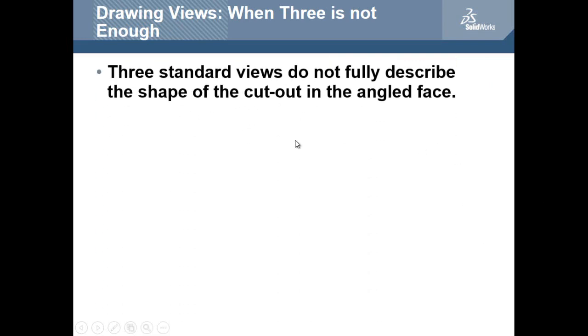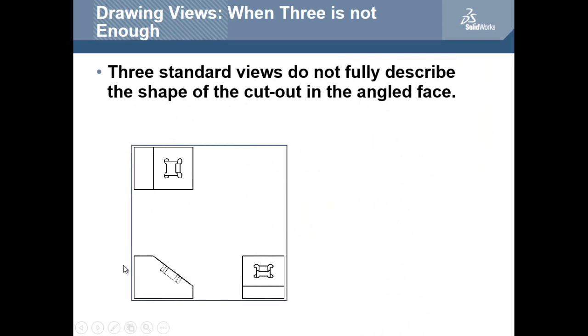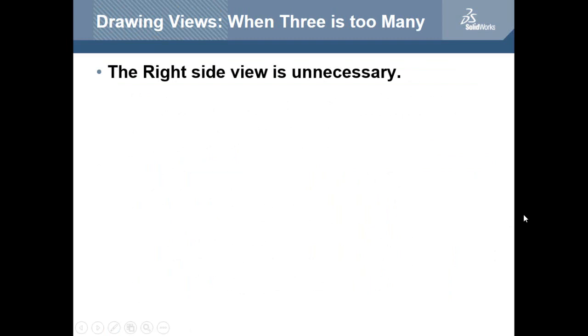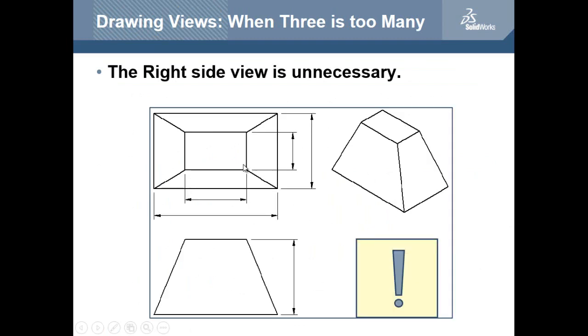When 3 is not enough. 3 standard views do not fully describe the shape of a cutout in an angled face. All right, so we have a shape here. We have a top view, a right view, and another top view. All right, so we have added a view over here to the side. The right side view is unnecessary. So we have top, front, isometric. And then this is the right side.